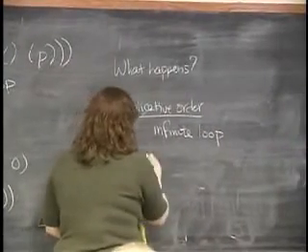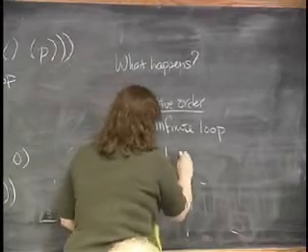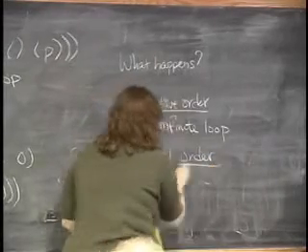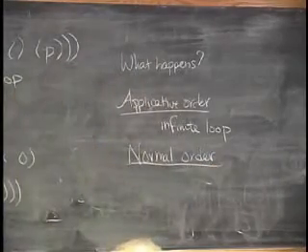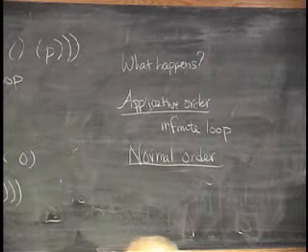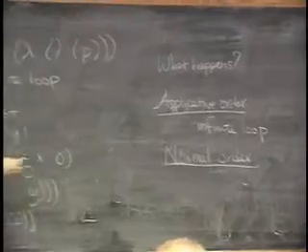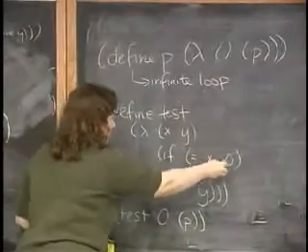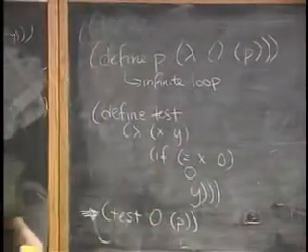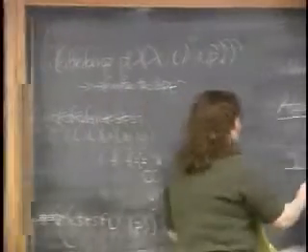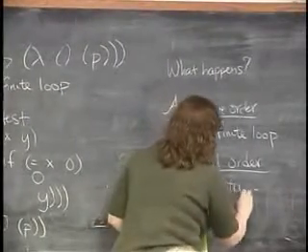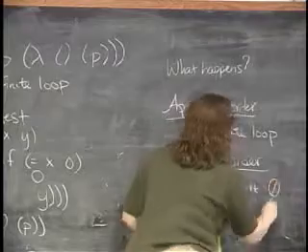What happens with normal order, where we delay evaluation until we need it? We pass in 0 for x and P for y, but we never evaluate it. Here we check, is x, which is 0, equal to 0? And it is, so we never evaluate y. So with normal order, we return a 0.